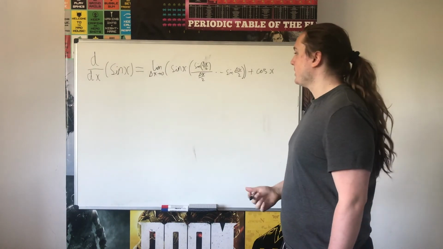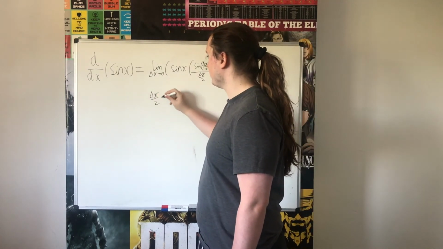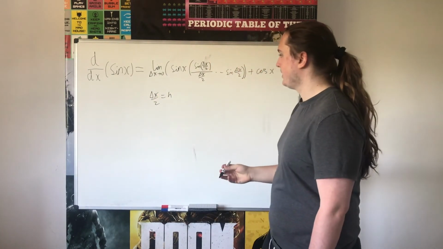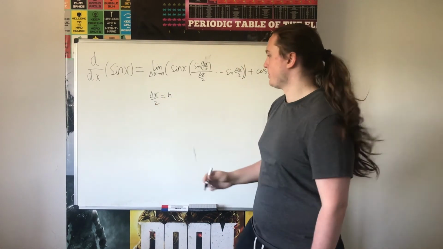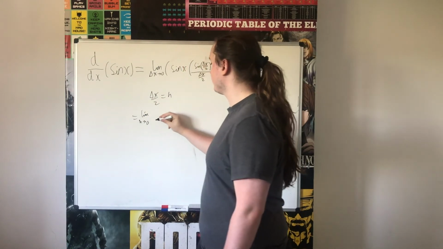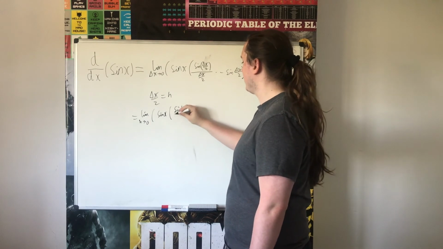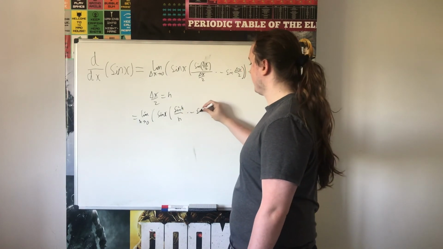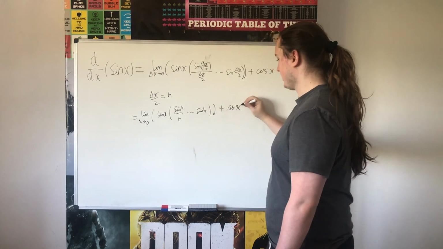So from here we can make a simple change of variable if we let delta x over 2 equal h. Now as delta x approaches 0, then h will also approach 0. So this is the same as the limit as h approaches 0 of sine x times sine of h over h times minus sine of h. And then we add cos x.